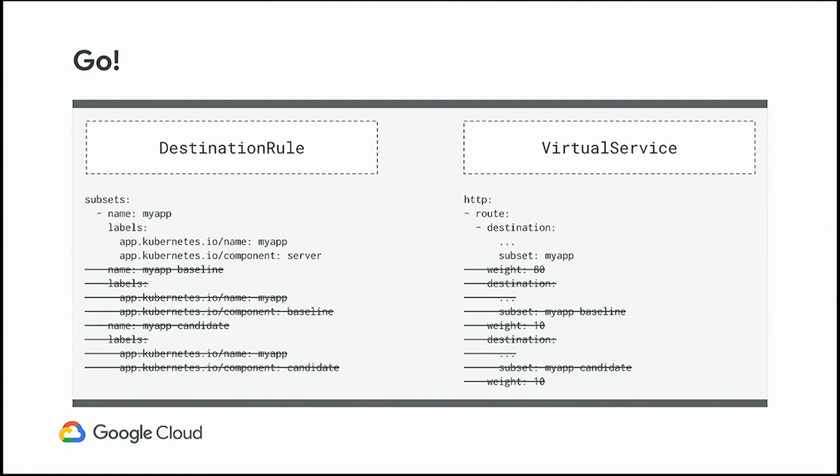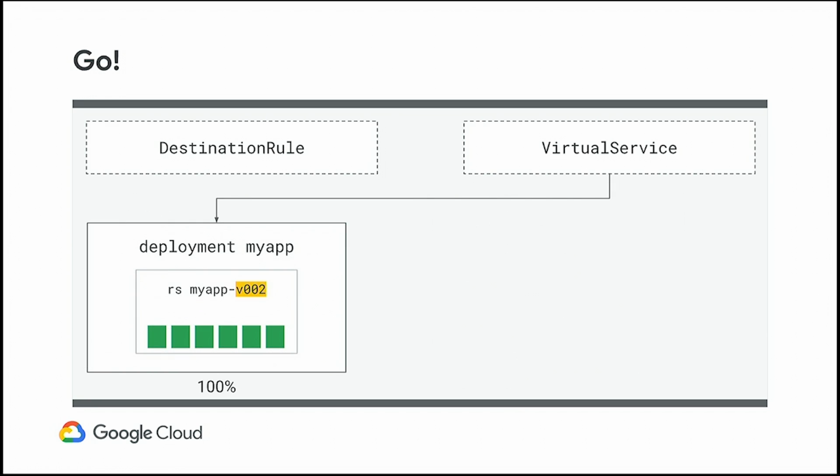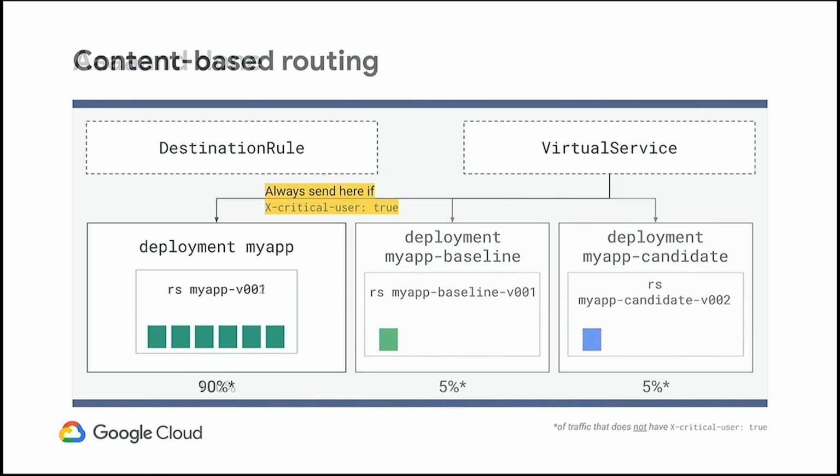So now if we decide to go ahead, great. We can get rid of the subset definitions, and we can change the weight distribution back, and we can update the deployment object, and then we make that change. And as before, it goes through its regular deployment pattern, and we're done. We now have version 2 running. We've done a nice Canary rollout with Kubernetes and Istio.